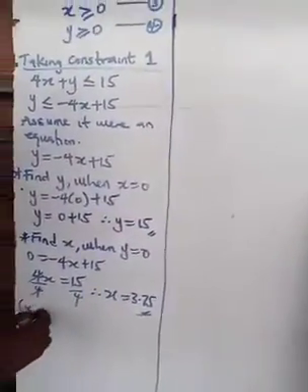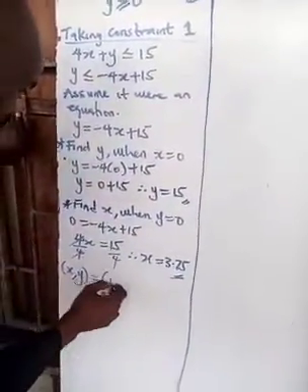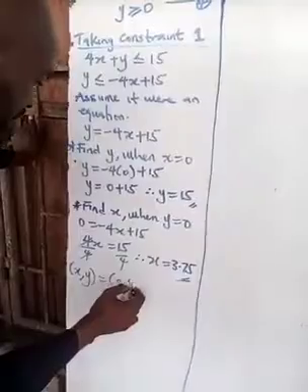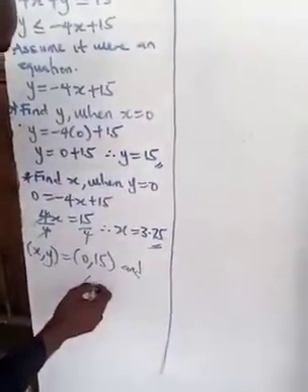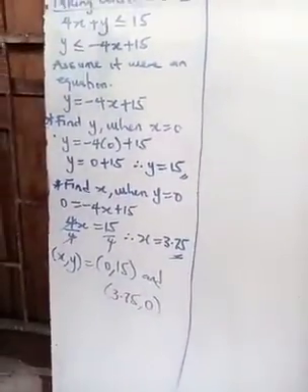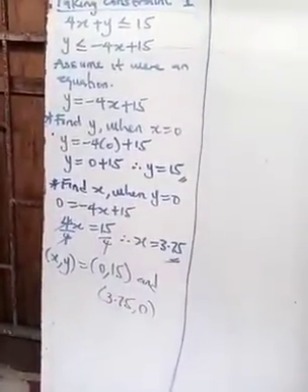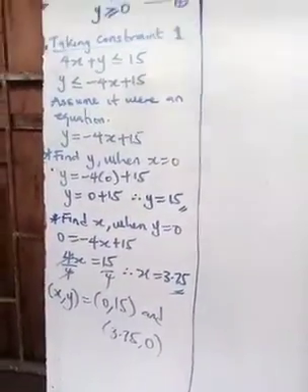So when x is 0, y is 15, and when x is 3.75, y is 0. Now this is for constraint 1. That's the coordinate for constraint 1. Now for constraint 2, let's see what will happen.